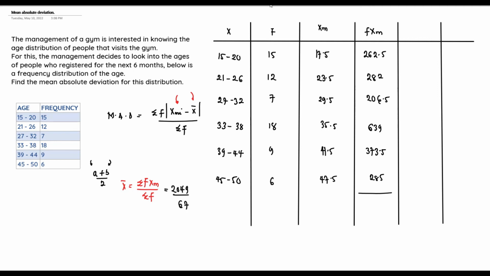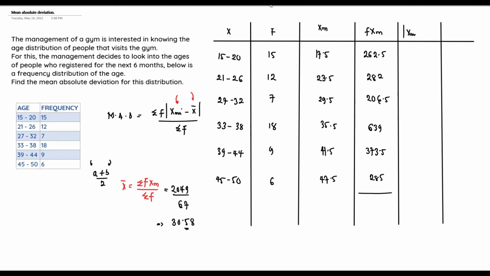So we have 2049 divided by 67, and that gives us the value of the mean as 30.58. So the value of the mean is equal to 30.58. So the next step is for us to get the modulus of the mean subtracted from each of the middle class. So we have the modulus sign right here.